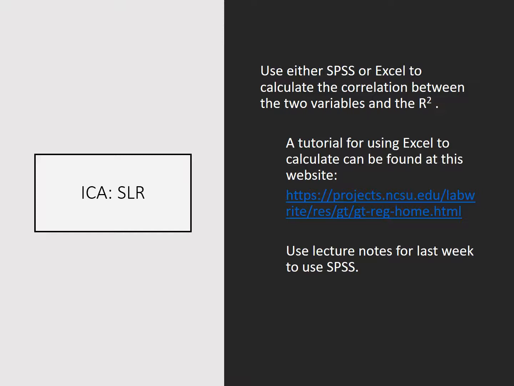If you want to use Excel, there's a website right here that can give you a tutorial on how to calculate R-squared using Excel. Otherwise, many of you were saying that you can use SPSS at home, so you can go through SPSS to analyze these correlations and R-squares, and you can use the PowerPoint slides from last week that take you step by step through that process.